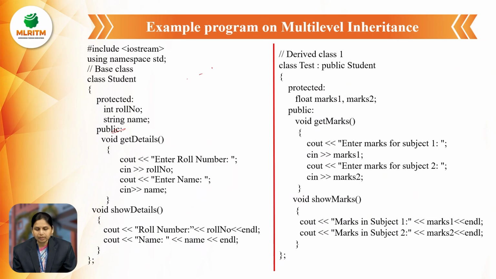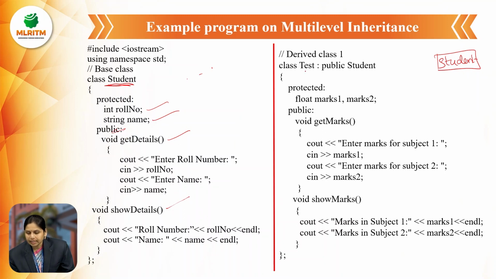Let us see the example. Here the first class is a base class. The base class name is student. It is a base class, student. Now it contains two protected members, roll number and name, and two methods, get details and show details. These two are declared as public.